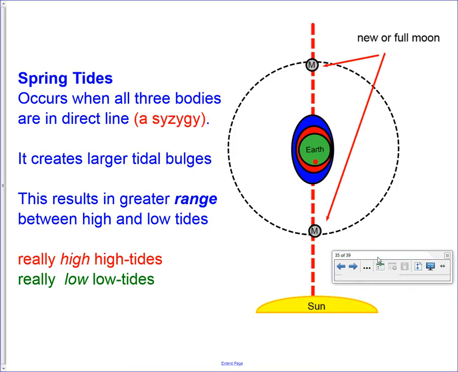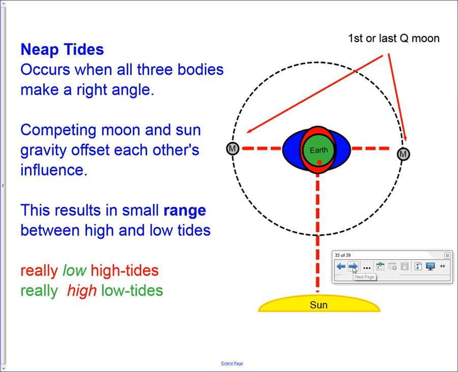Just to be a little bit more specific, a spring tide occurs when all three bodies are in a direct line. This happens during a new or a full moon. It creates large tidal bulges, and the tidal range between high and low tides is really big. In other words, a really high high tide and a really low low tide. During a neap tide, during a first and third quarter moon, you have tidal bulges offsetting each other and conflicting each other's influence. And this results in a small range between high and low tides. In other words, really low high tides and really high low tides.